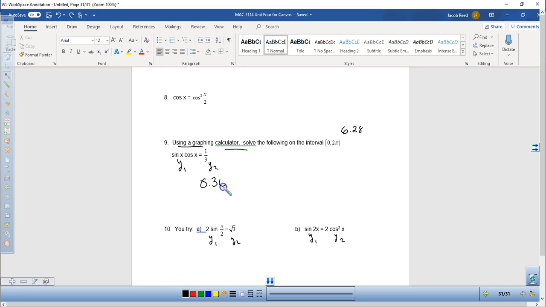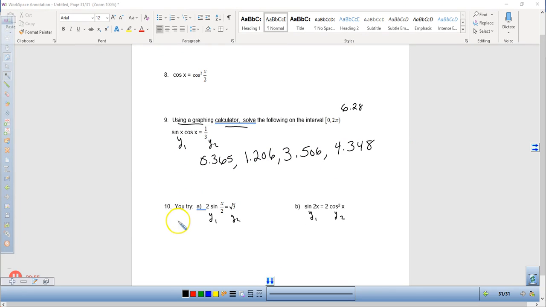So we have 0.365, 1.206, 3.506, and 4.348. Okay, so that is the first one. That's number 9. With number 10 and number 11, you have 2 pi over 3, 4 pi over 3. That's for number 10, part A. 10, part B, you've got pi over 4, pi over 2, 5 pi over 4, and 3 pi over 2.